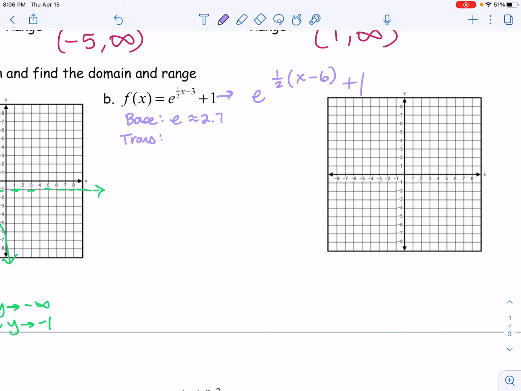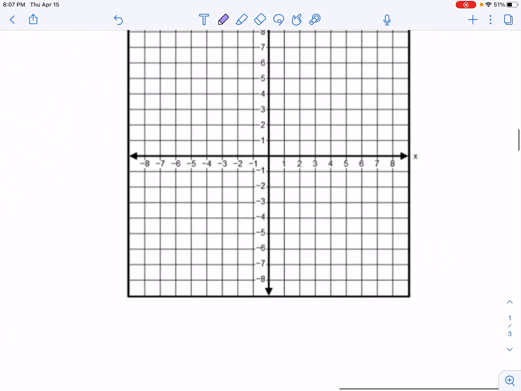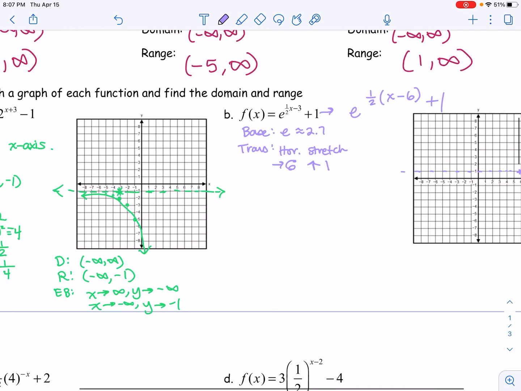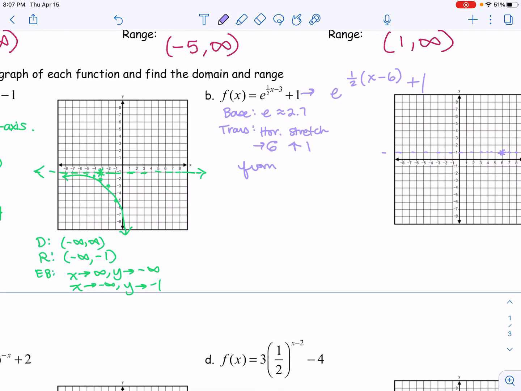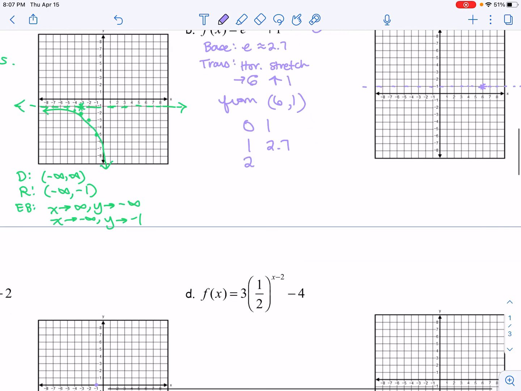So really my transformations, I do have the horizontal stretch, but I am going right 6, not right 3, and up 1. So I'm starting from right 6, up 1. This is my new origin point. This is my new horizontal asymptote. So from that point, 6, 1, I know I want to go 0, 1. I want to go 1, whatever the base is, which is about 2.7. 2, whatever the base squared is.